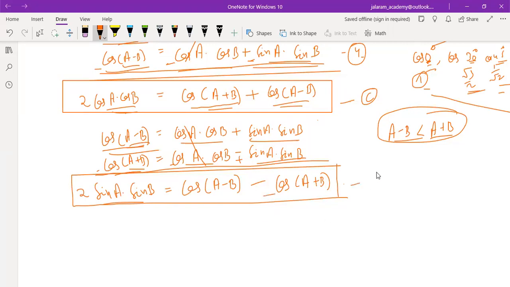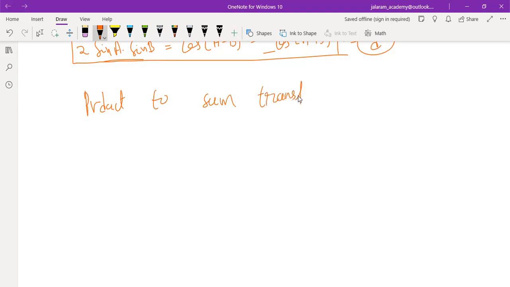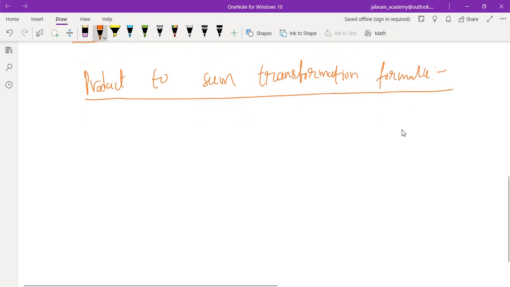So there are four transformation formulas which change product to sum. Product to sum transformation formulas. And repeat them with me. Product to sum transformation formulas mean they change product into sum. And in our next topic, we are going to discuss the sum to product transformation formulas. So, the product to sum formulas.